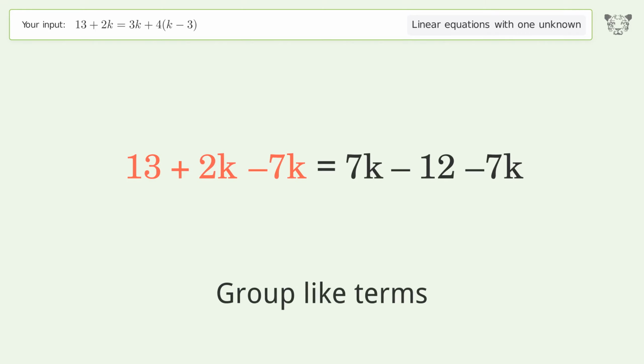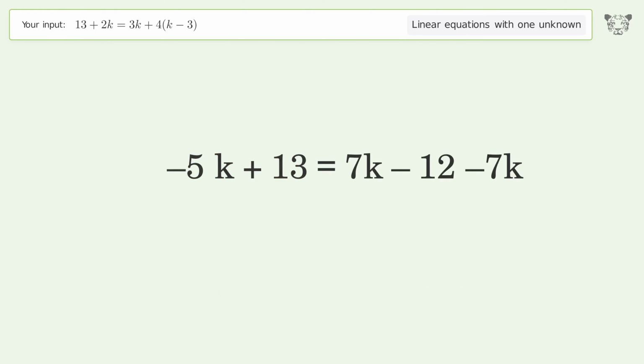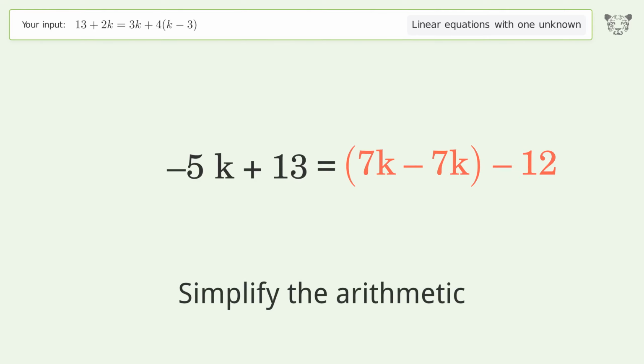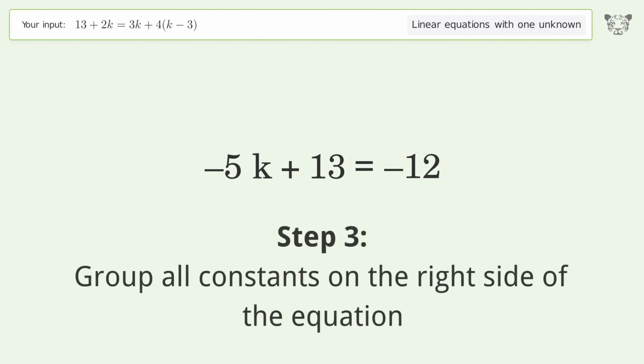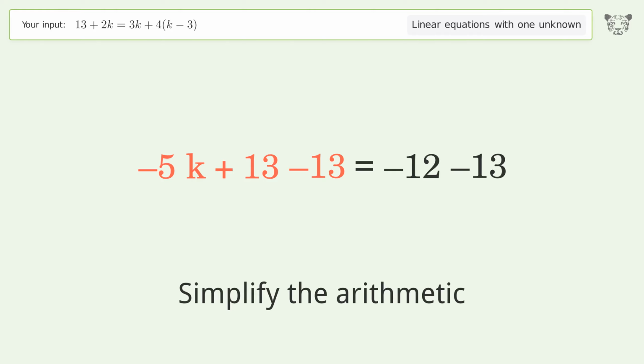Group like terms. Simplify the arithmetic. Group like terms. Simplify the arithmetic. Group all constants on the right side of the equation. Subtract 13 from both sides. Simplify the arithmetic.